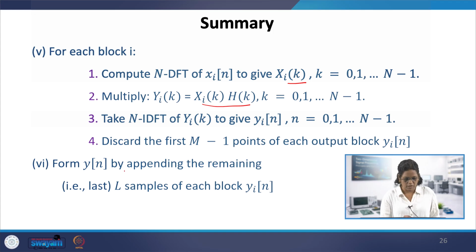So that we have already done. For y[n], appending them, just discarding the first M-1 samples, and the last ones in the case of the time domain convolved sequence. So you get y_i[n], and appending them individually gives y[n].